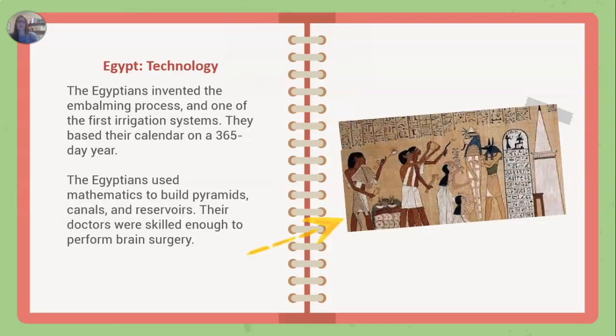Egypt technology. The Egyptians invented the embalming process and one of the first irrigation systems. They based their calendar on a 365-day year. The Egyptians used mathematics to build pyramids, canals, and reservoirs. Their doctors were skilled enough to perform brain surgery.